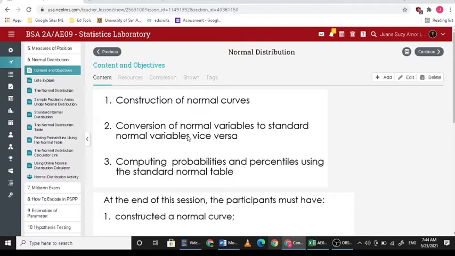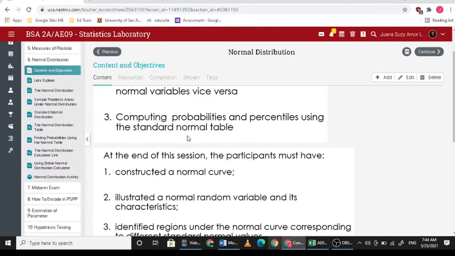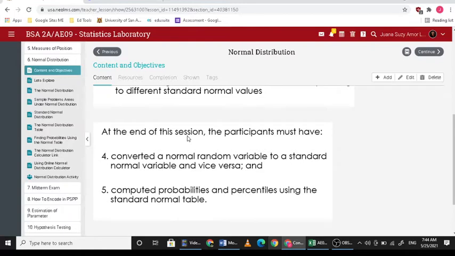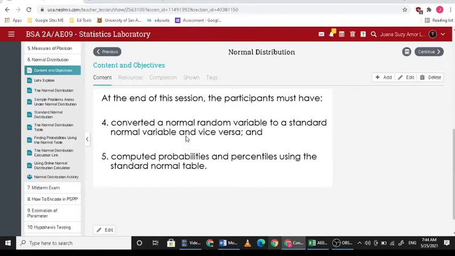So at the end of this session, you must be able to construct a normal curve, illustrate a normal random variable and its characteristics, identify regions under the normal curve corresponding to different standard normal values, convert a normal random variable to a standard normal variable and vice versa, and compute probabilities and percentiles using the standard normal table.